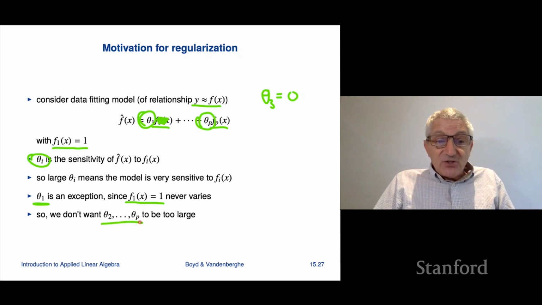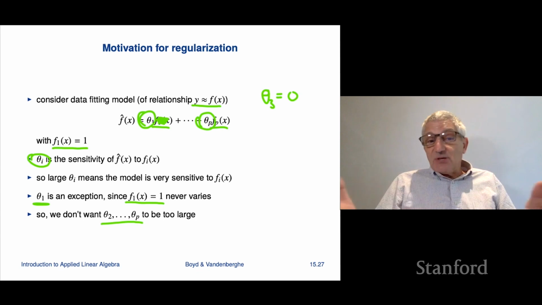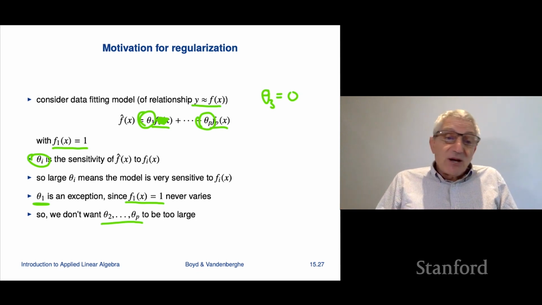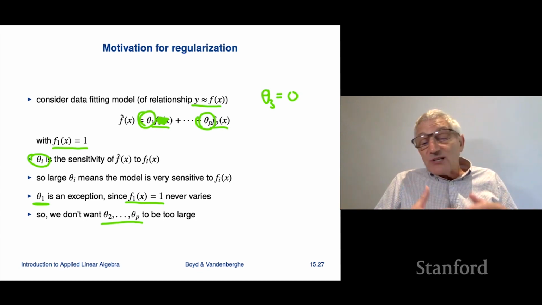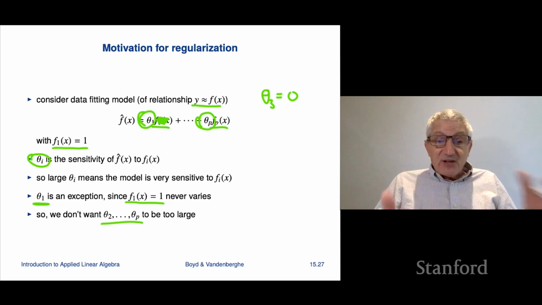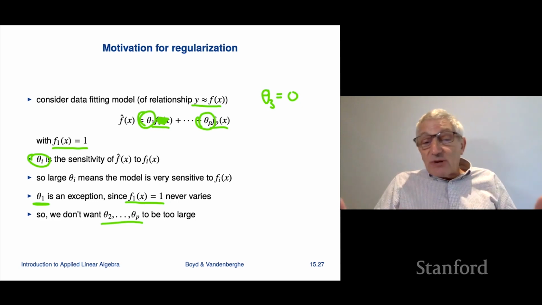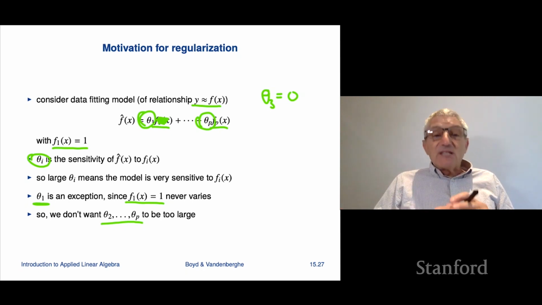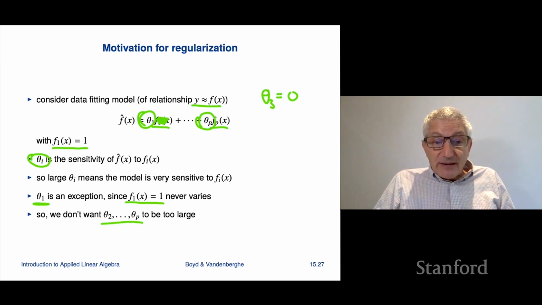Okay, so the conclusion of all this, and this is all very rough, it's just basic intuition, is we do not want theta 2 up to theta p to be large. If someone says, why don't you want them to be large? You say, well, the larger they are, the more sensitive my model is to the values of these basis functions. Okay, that's the idea. We don't care about theta 1. Theta 1 can be whatever it wants to be. So this is all vague, but this is the motivation for regularization.